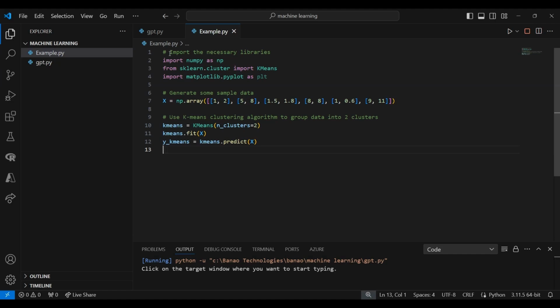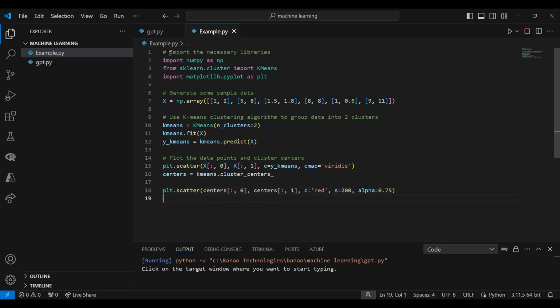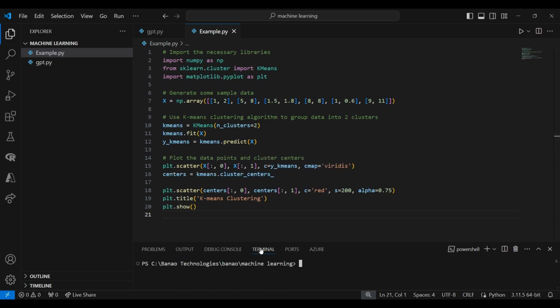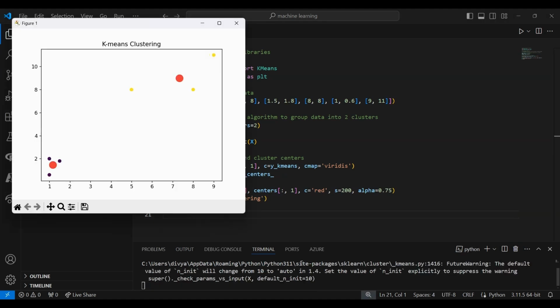The data points are plotted using plt.scatter with colors assigned based on the predicted cluster labels y_kmeans. The cluster centers are also plotted in red at the calculated positions. This visualization helps in understanding the grouping of data points by the algorithm. The output of the code is a scatter plot showing the original data points grouped into 2 clusters, and the cluster centers highlighted in red. This visualization provides insights into the natural groupings present in the data without the need for labeled examples.